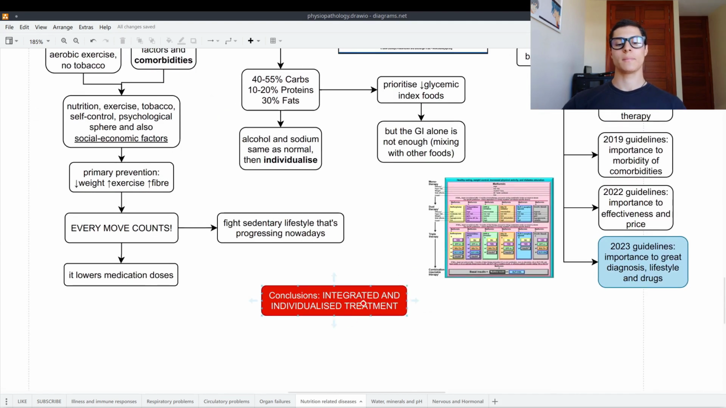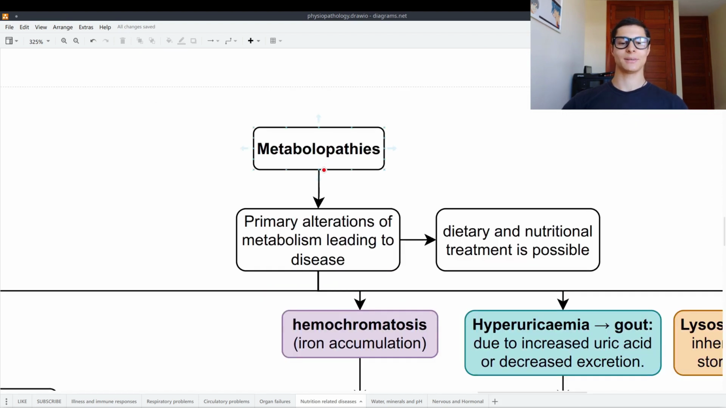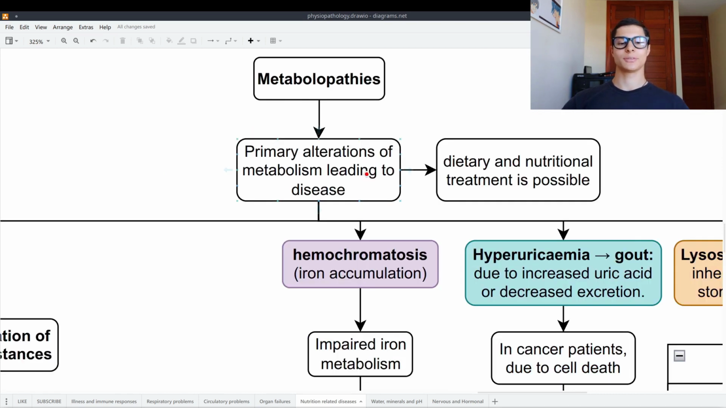So as a conclusion, to treat diabetes, integrated, so regarding all the aspects of diabetes, not only the disease, but the lifestyle, the problems, the comorbidities attached to it, and individualized treatment. That's the main point. And now, last but not least, we talk about metabolopathies. These are primary alterations of the metabolism leading to disease.